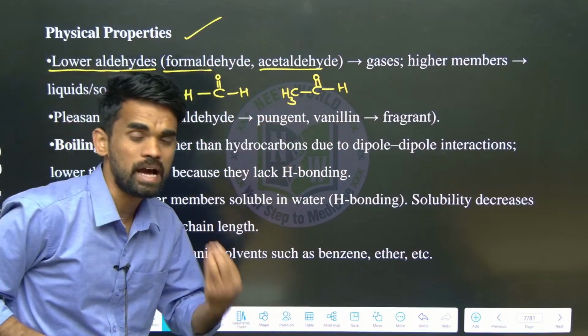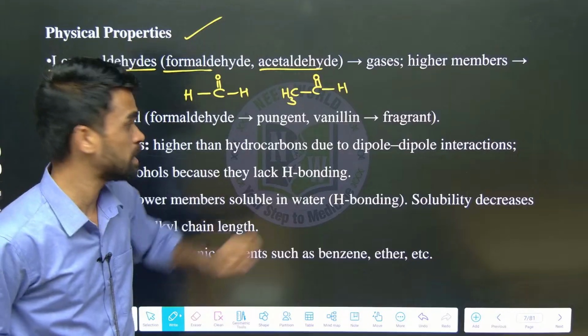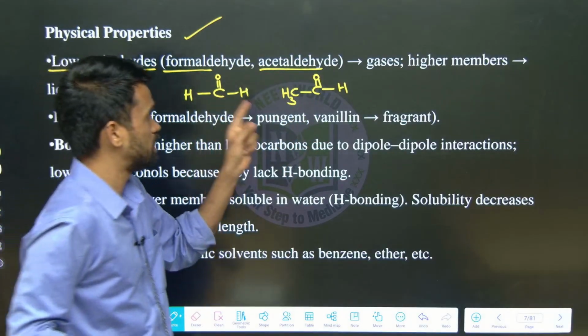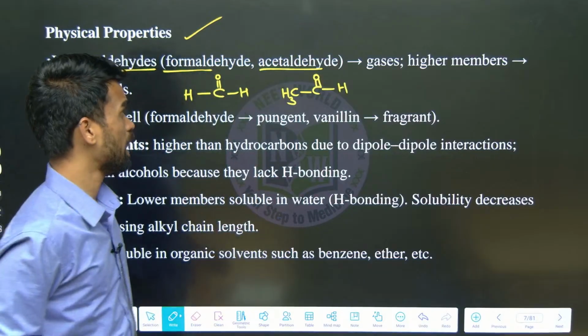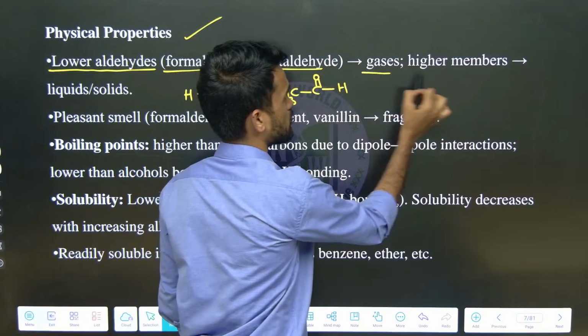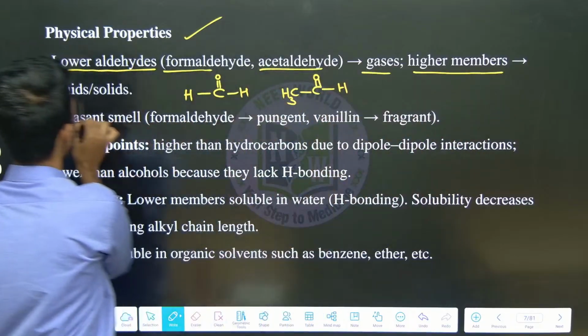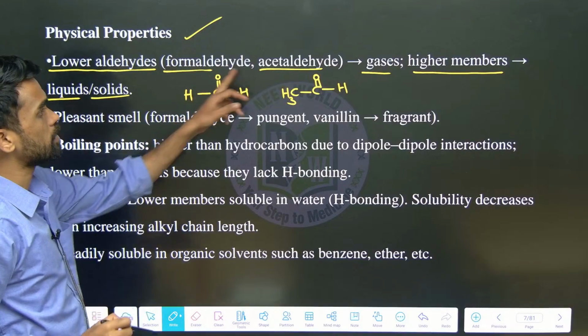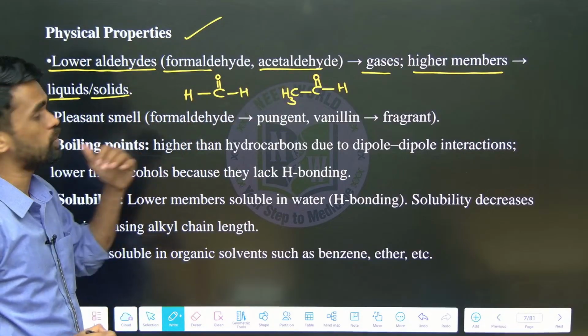What is the IUPAC name of this acetaldehyde? 1, 2: 2 carbons are there, so ethanal. Physical state: lower aldehydes are gases, whereas higher members may be liquids or solids.